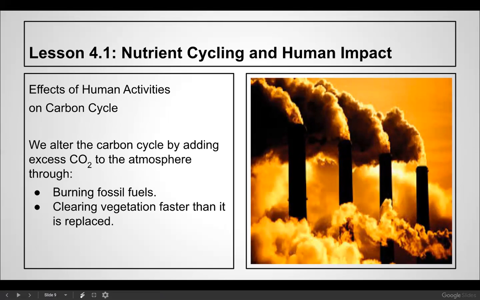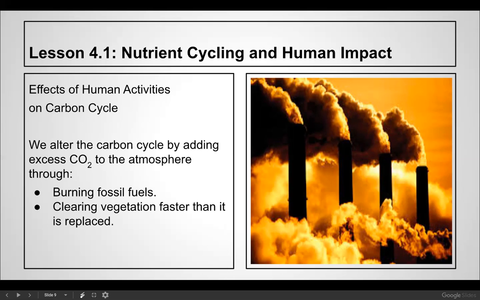Effects of human activities on the carbon cycle. We alter the carbon cycle by adding CO2 to the atmosphere. Burning fossil fuels. If you think how you got to school today, or how you get around in a vehicle, the gas that you are burning to get that car moving or the bus moving had carbon that was captured by the plant millions of years ago, and the energy from the sun put those carbons together to make a carbohydrate that was fossilized into a fuel.